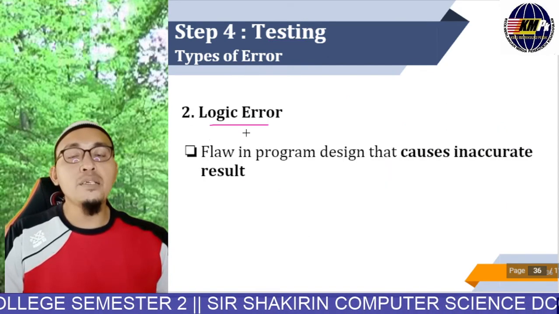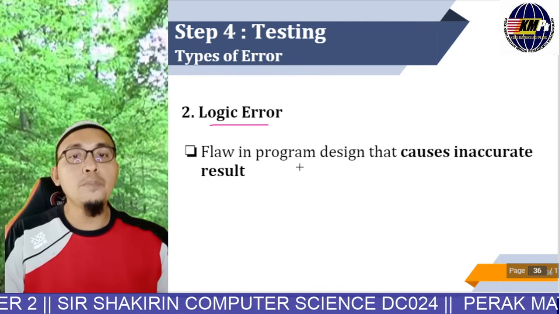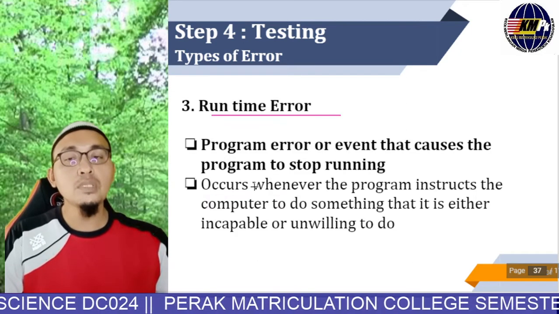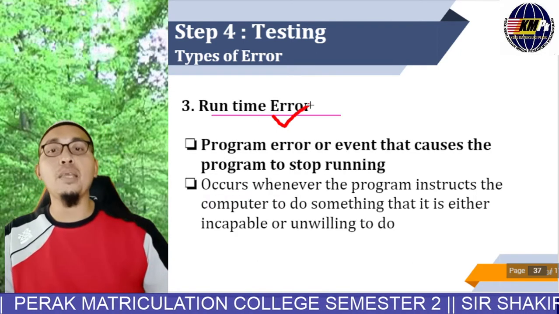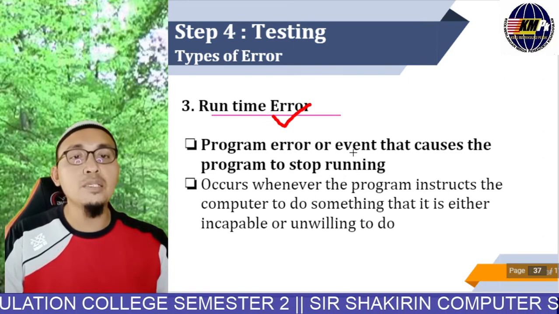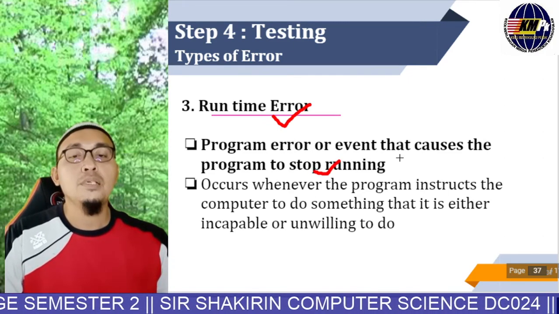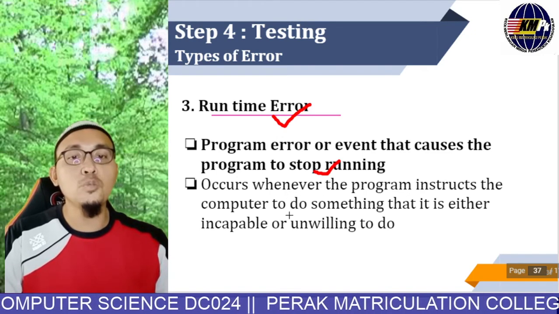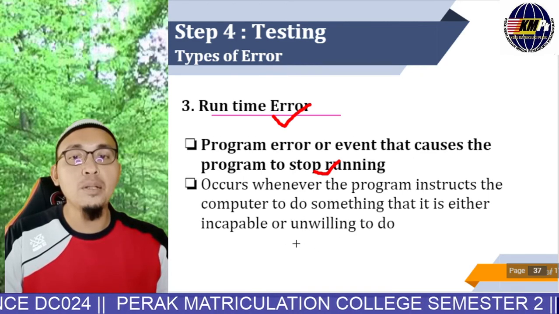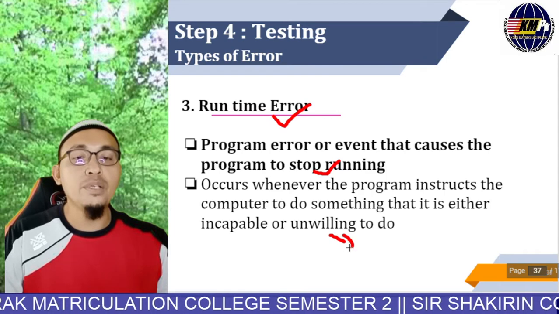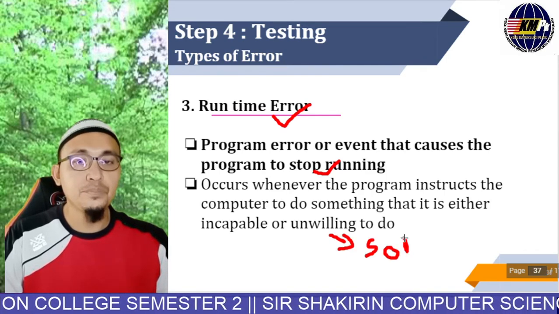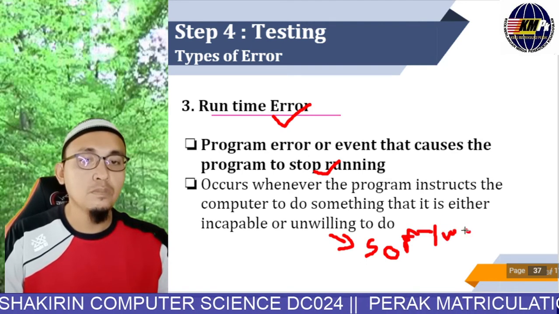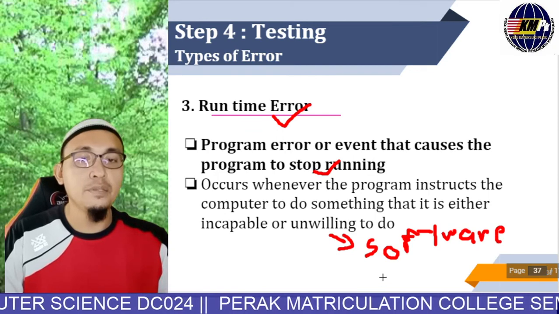The second type of error is logic error, a flaw in program design that causes inaccurate results. And the third type of error is runtime error, a program error or event that causes the program to stop running. It's about the problem of the software. It occurs whenever the program instructs the computer to do something that it is either incapable or unwilling to do. It is a software error.